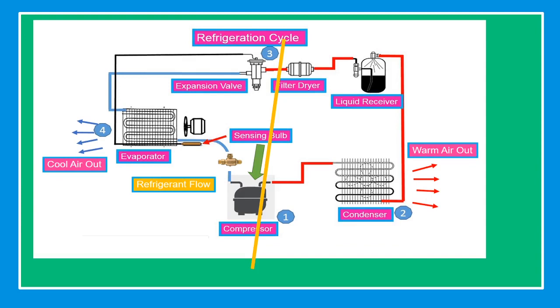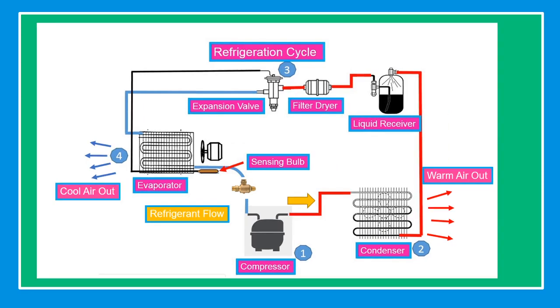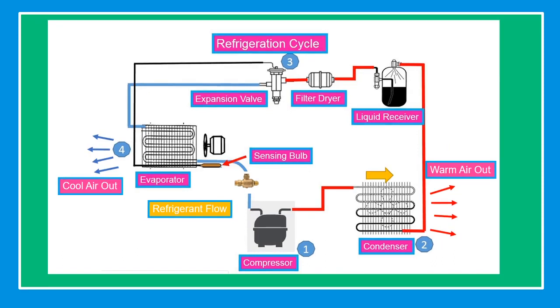We have two components that separate the low pressure and high pressure side, the compressor and the metering device. The refrigerant comes into the compressor as low temperature, low pressure vapor, and it comes out of the compressor as high temperature, high pressure vapor refrigerant. As it enters into the condenser, it starts rejecting heat.